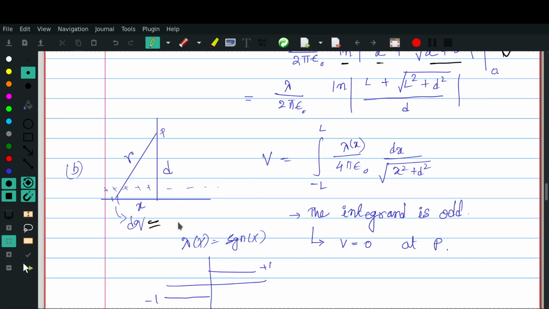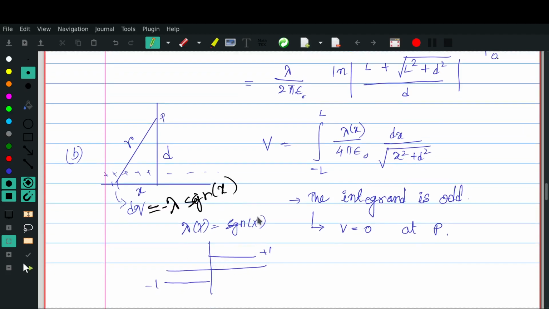So for the dq, we can write some lambda which is a function of x, or you can directly write lambda times this sign function. The sign of x just tells you the sign of the given variable, so that is 1 for positive values and minus 1 for negative values. For minus x we have some positive charge, so we just plug in minus lambda sign x here. That takes care of the linear charge density.